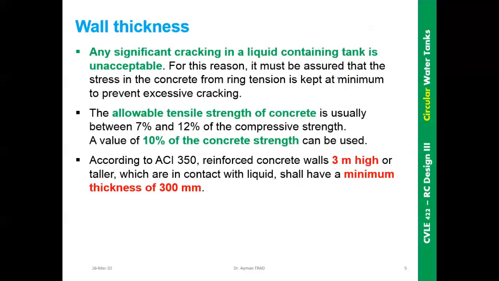Let's remember that we said in ACI 350 there is also a clause that says the minimum thickness of the wall is 300 mm if the wall height is higher or equal to 3 meters. Now we will also elaborate a formula which will guarantee a concrete section of the wall without cracks. In this formula we will consider the modulus of rupture of the concrete, or the tensile strength of the concrete, equal to 10%.